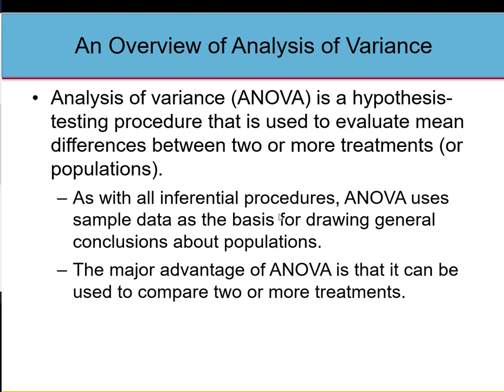So as with all inferential procedures, ANOVA uses sample data as the basis for drawing general conclusions about populations. I beat a horse on this one. I say this all the time. These are inferential statistics used to make inferences back to the general population. A major advantage of ANOVA is that it can be used to compare more than two treatments.